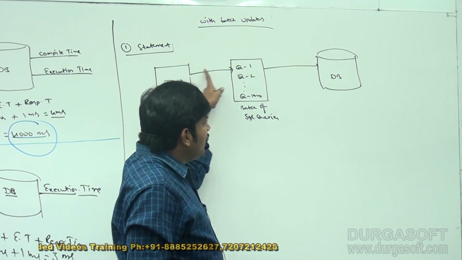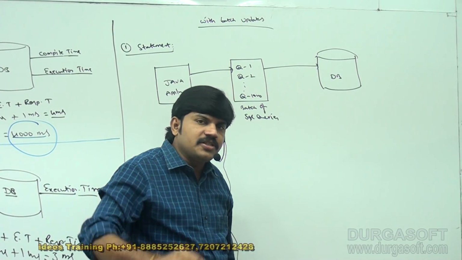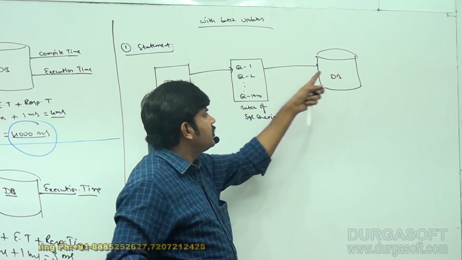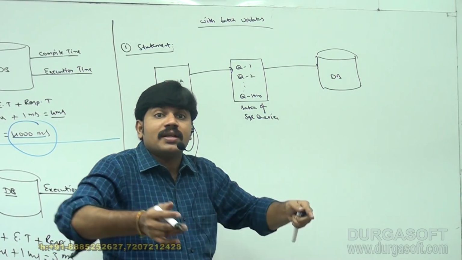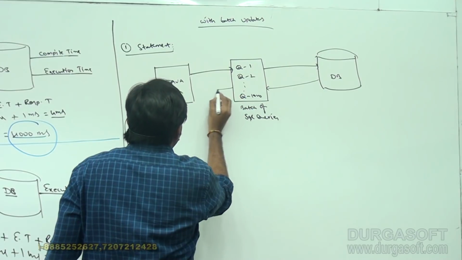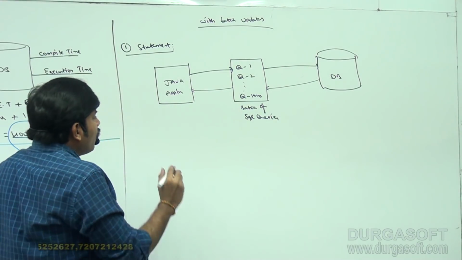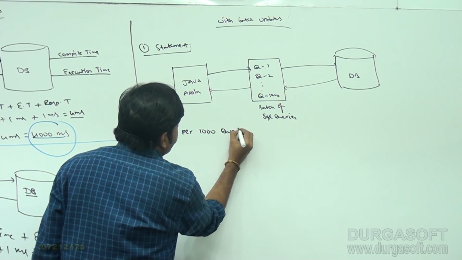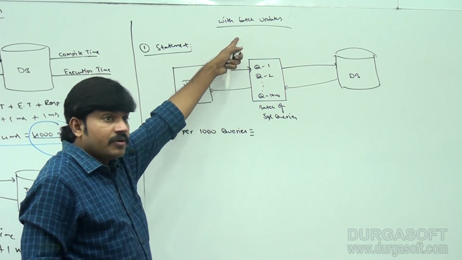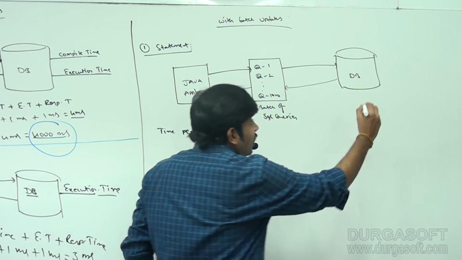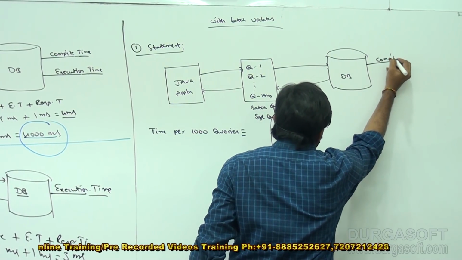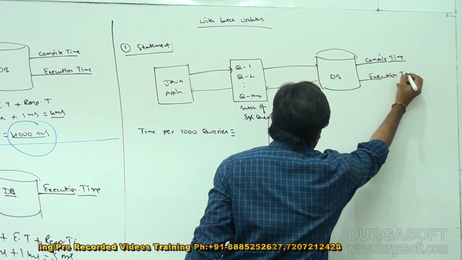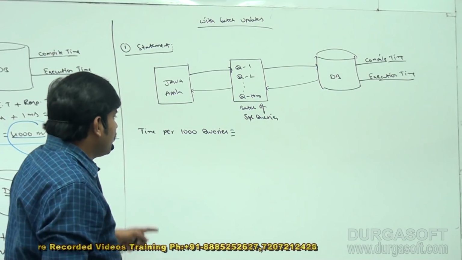Once all these 1000 queries reach the database, the database engine will execute these queries. It is a simple statement, right? Compile, execute, compile, execute, compile, execute, like 1000 times it is going to do, and the total result it is going to send at a time to the Java application. Now, time per 1000 queries. I want to execute 1000 queries with the batch updates concept, using the simple statement, because every query will be compiled and every query will be executed. Can you please tell how much time, sir?